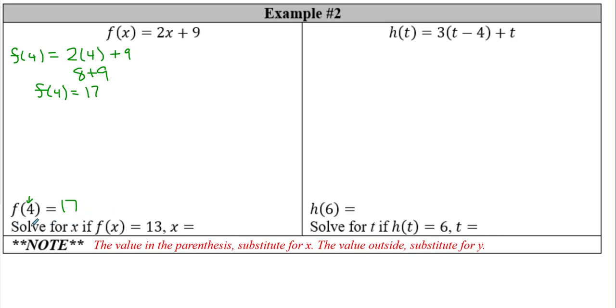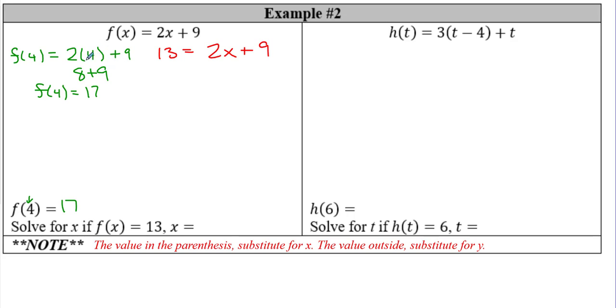The other part, when you see the value outside, you want to substitute for y. It's kind of leading you there anyway because it's telling you to solve for x. If you're solving for x, that means we must know what y is equal to. So we're going to plug in a 13 instead of f of x, and this is our function right here. But we still have the rest of this function, so now we have to do a little bit of solving.